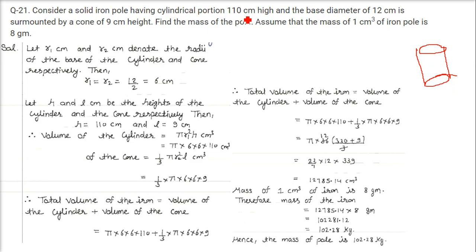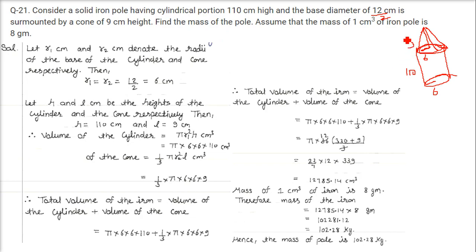The cylindrical portion is 110 centimeter high. The base diameter is 12, so the radius will be 6. It is surmounted by a cone. Here is the cone. This will also have the same radius, that is 6, and the height here is 9. Now find the mass of the pole.